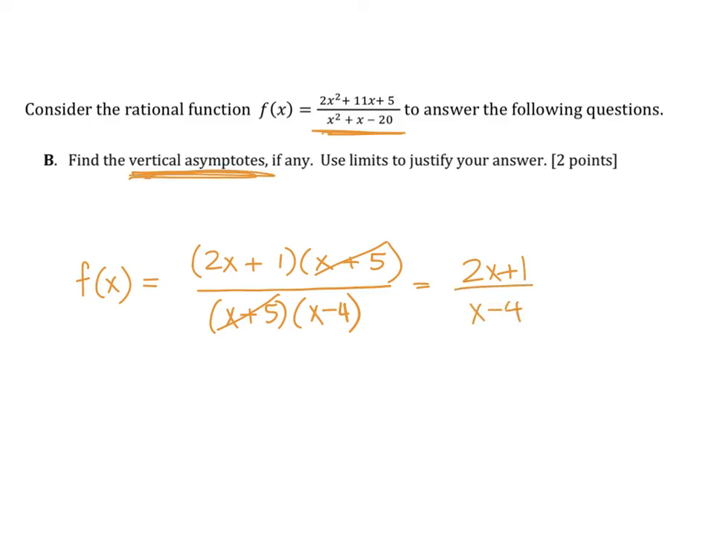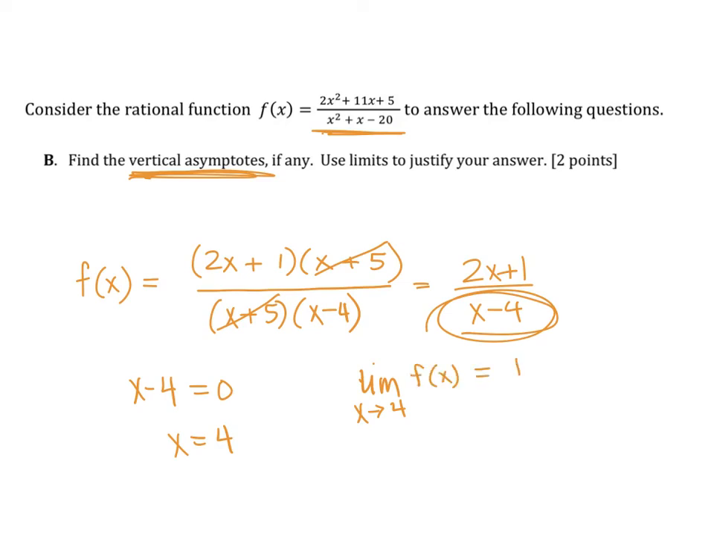And so your vertical asymptote is going to come from this denominator, so we're going to say x minus 4 equals 0. So x equals 4. Now that's our vertical asymptote. And to justify this with our limits, we're going to say that the limit as x approaches 4 of f of x does not exist. And the reason why it does not exist is if I plug in 4, I'm going to get 9 over 0.